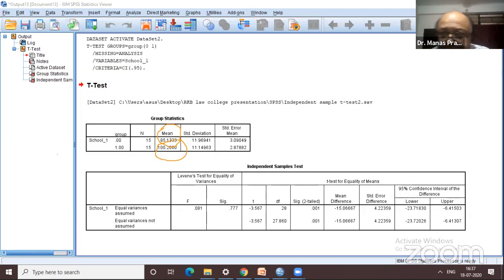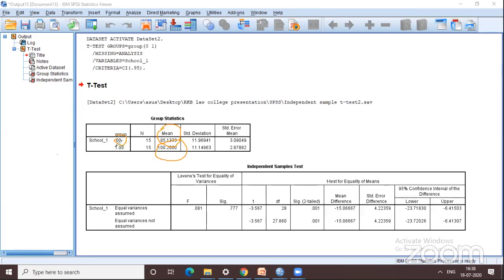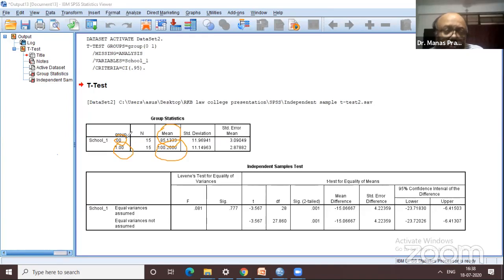Now let us do one more thing. Why is it coming as 0 and 1? Because I have not used the value levels. Okay. Yesterday I showed you how to save the codes for the different categorical variables. So if I put this, I'll show you.